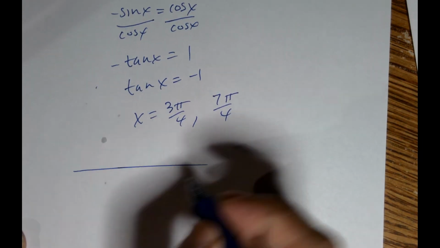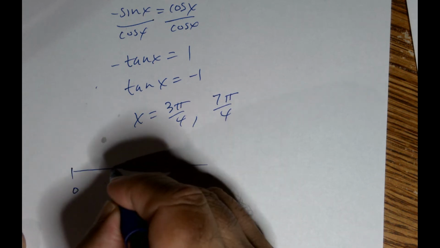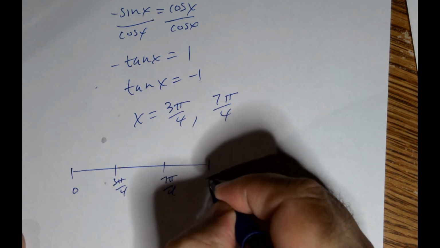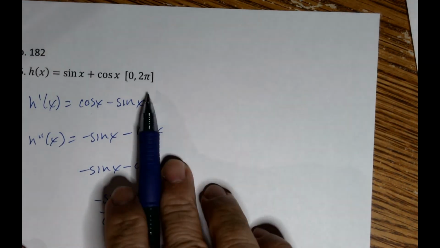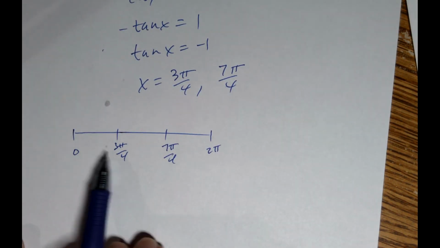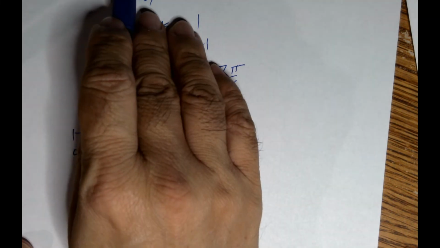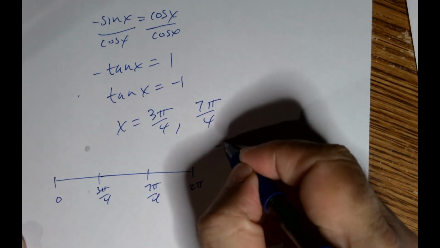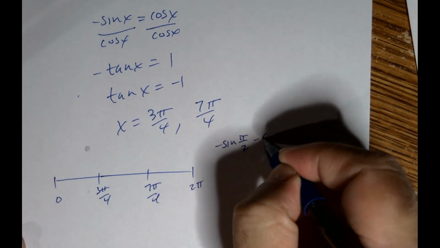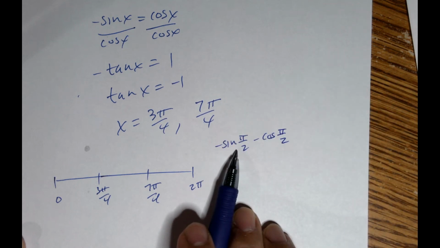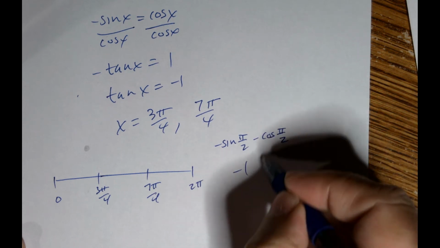So I'll make a sign chart. The sign chart in this case goes from 0 to 3 pi over 4 and 7 pi over 4 and 2 pi. And it ends there, because that was the interval we were given, from 0 to 2 pi. So pick a number between 0 and 3 pi over 4, like pi over 2. And go back to the second derivative. We're looking at negative sine of pi over 2 minus cosine of pi over 2. So sine of pi over 2 is what? Sine of pi over 2 is 1. So it's negative 1 minus 0, so negative 1.